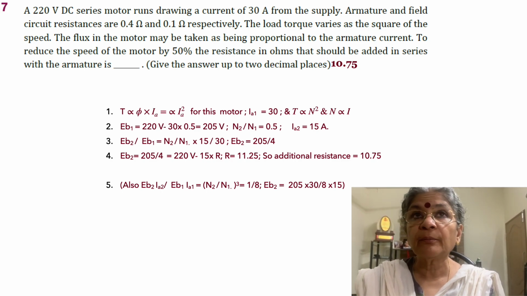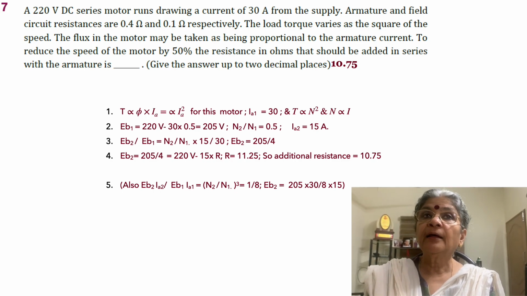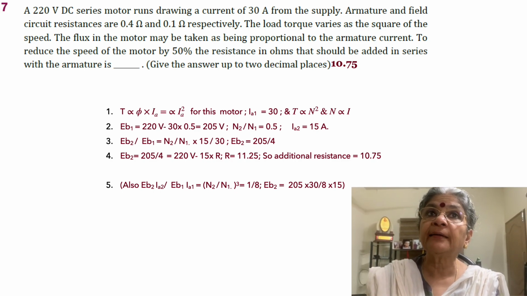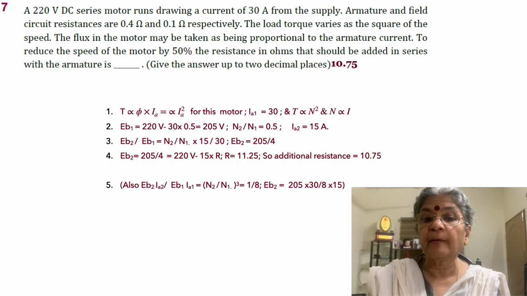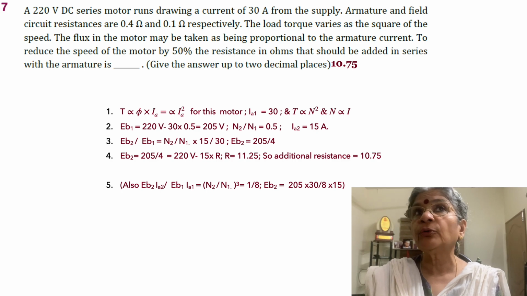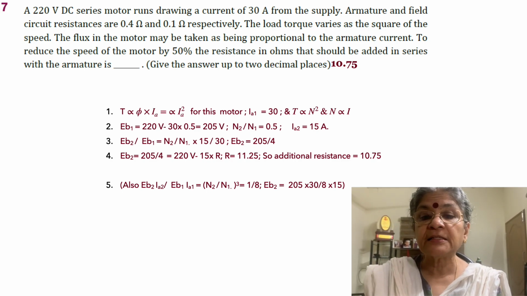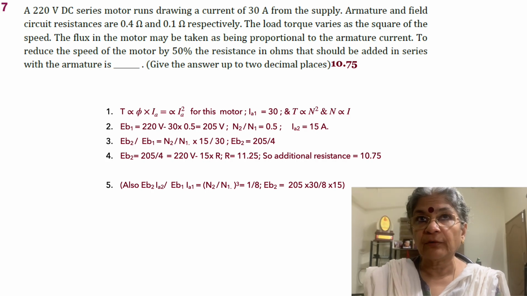So we see that because it's a series motor, please don't forget that flux is proportional to armature current. Okay, that's the reason. And EB is proportional to both N and phi. Okay, so that's the reason why we are having EB2 by EB1 is equal to N2 by N1 into 15 by 30. So EB2 is equal to 205 by 4.